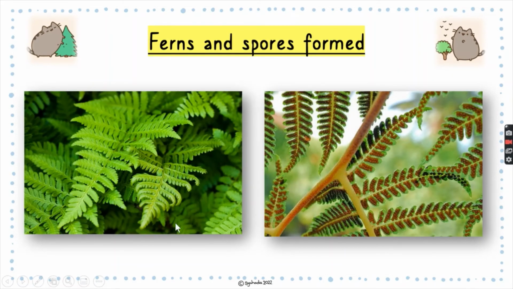So here's the top side of a fern and here's the bottom. So you can definitely identify a fern if you look at the bottom side of them. They would have these sporangium and spores.